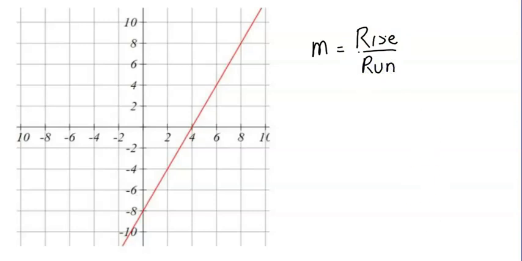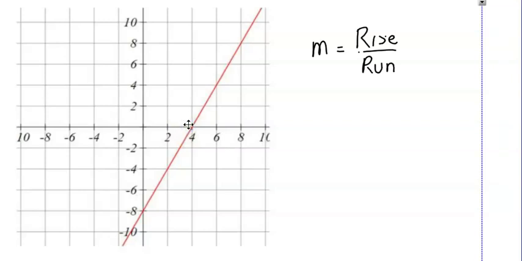Okay, I'm going to start at this point, negative 8, because it's a whole number. This is (0, negative 8), and this is another whole number. This is the y-intercept, and this is the x-intercept. How do I get from the y-intercept to the x-intercept?